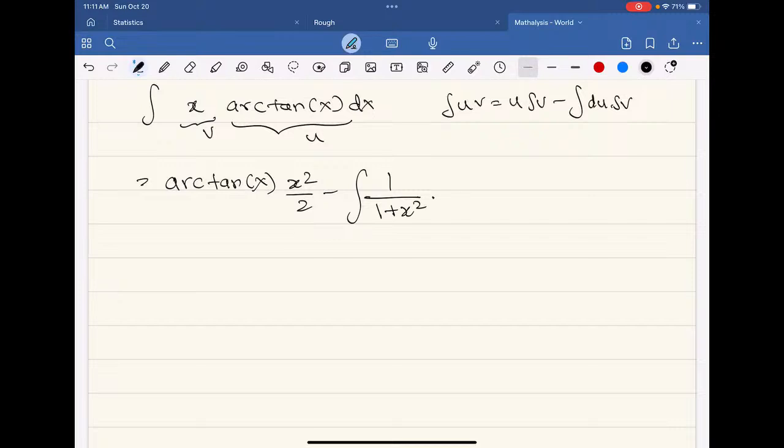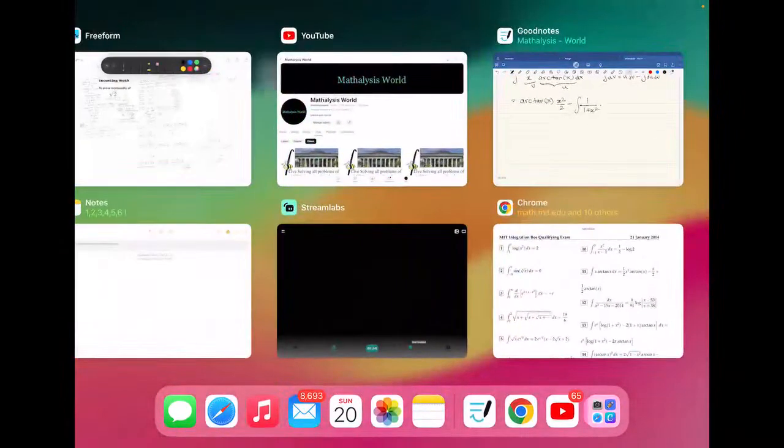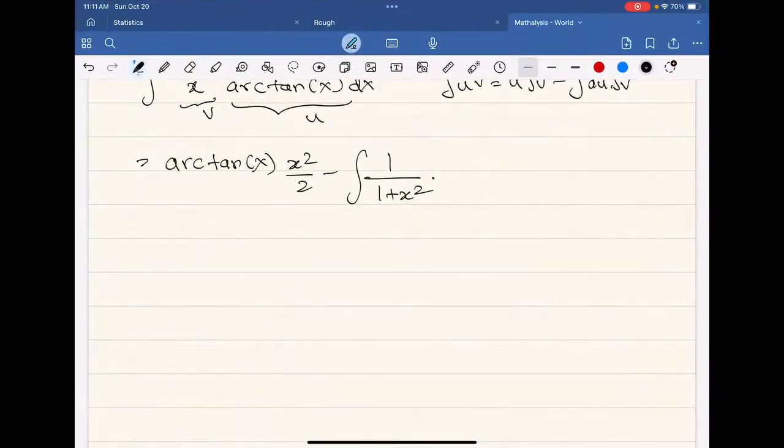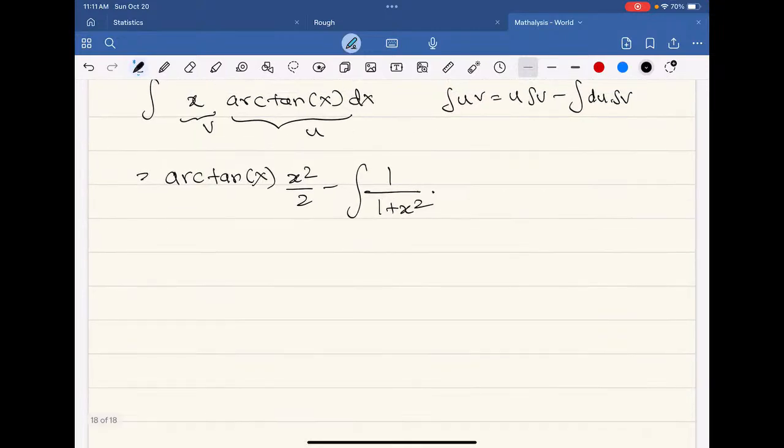Is it? No, I don't think so. Yes, it is 1 plus x square. I'm sorry, this is arc tan, not arc sin. If it was arc sin x, this would have been 1 minus x square, and if it was arc cot, then minus 1 over 1 plus x square. Okay, good. Now, the derivative of arc tan x is 1 by 1 plus x square, and the integral of x is x square by 2 dx.